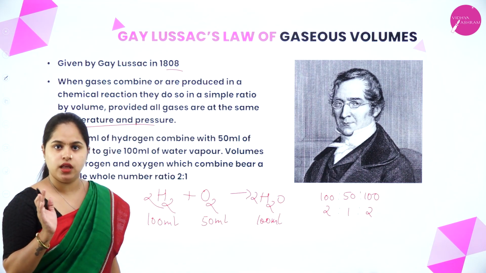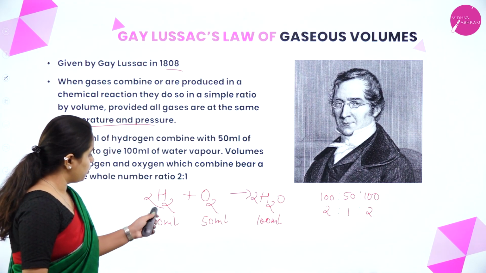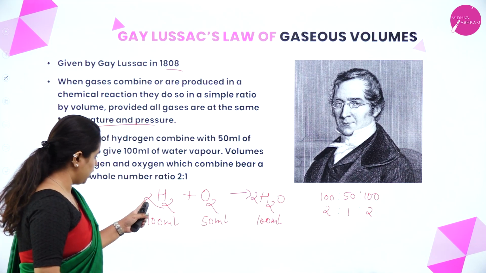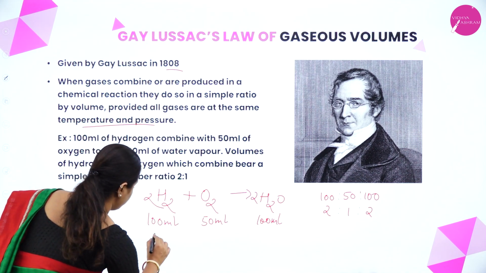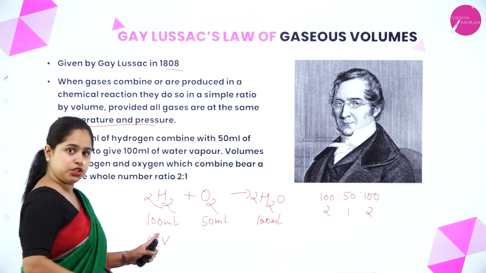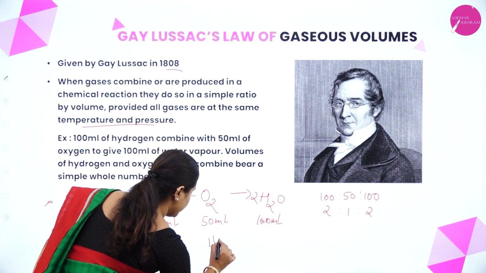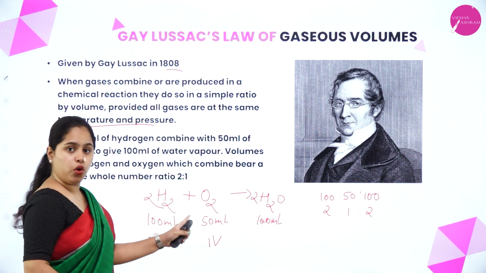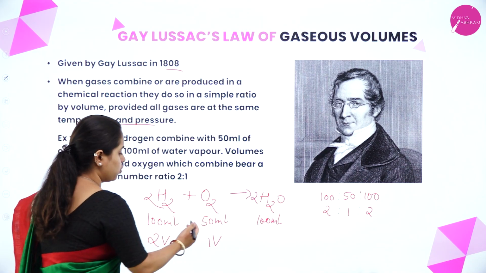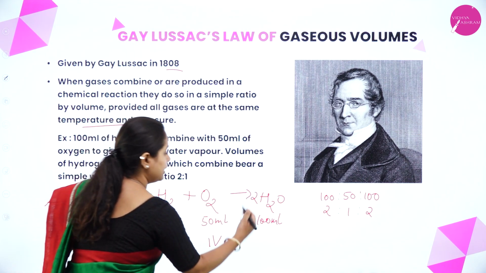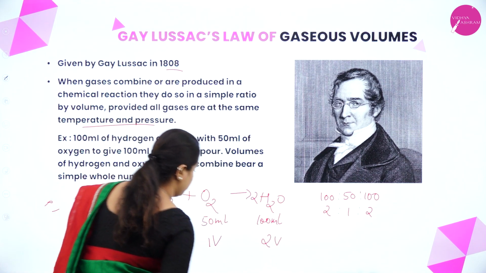Then only this will be applicable, right? So you can also write it in a way, yes, here you can see it is 2. So 2 volumes of hydrogen combines with 1 volume of oxygen. Here no coefficient is present, that means 1. So 1 volume of oxygen, and it forms 2 volumes of water.